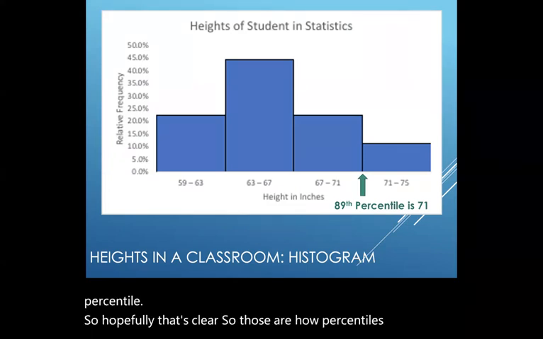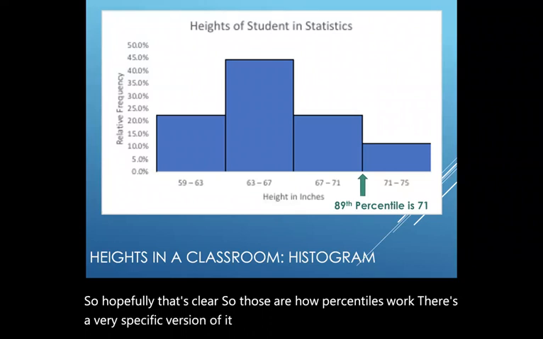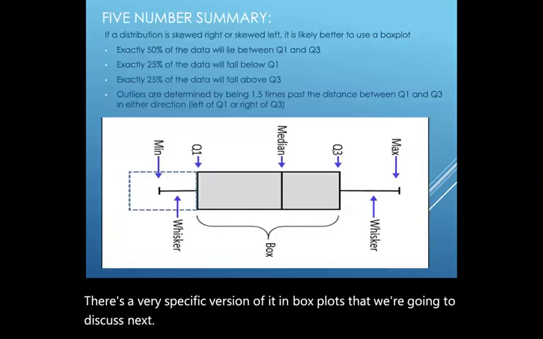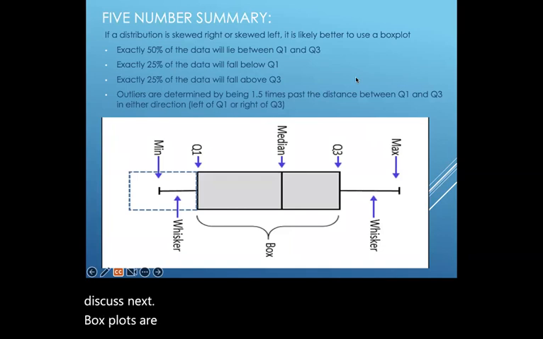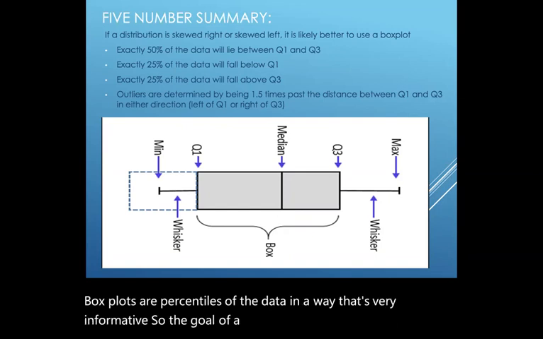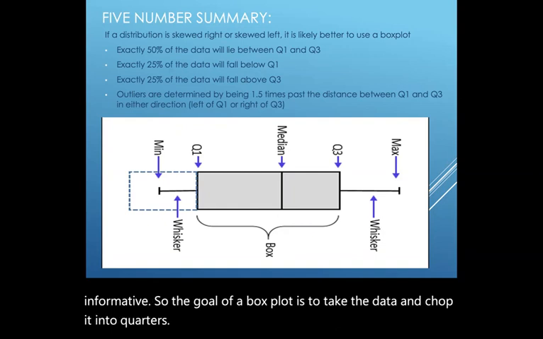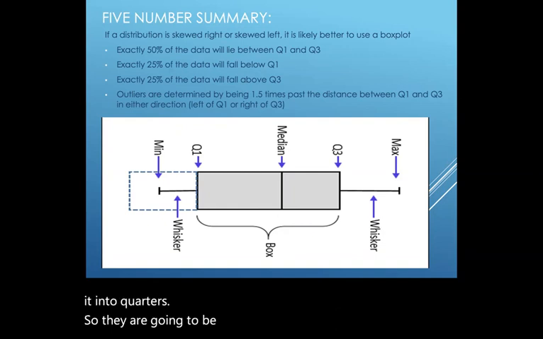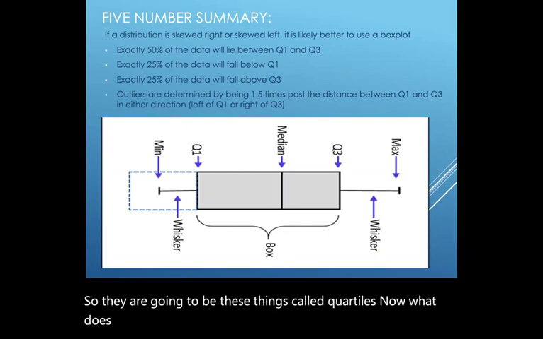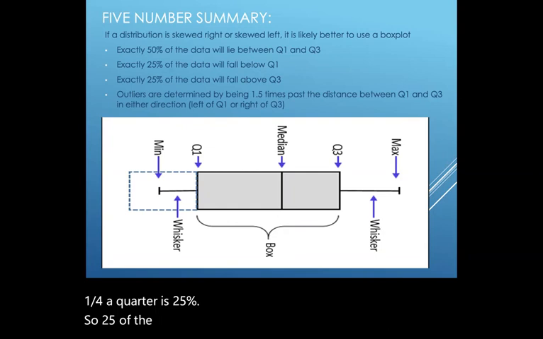There's a very specific version of it in boxplots that we're going to discuss next. So boxplots are percentiles of the data in a way that's very informative. The goal of a boxplot is to take the data and chop it into quarters. So there are going to be these things called quartiles. Now, what is a quarter? A quarter is 25%. So 25% of the data is in each of these spots.